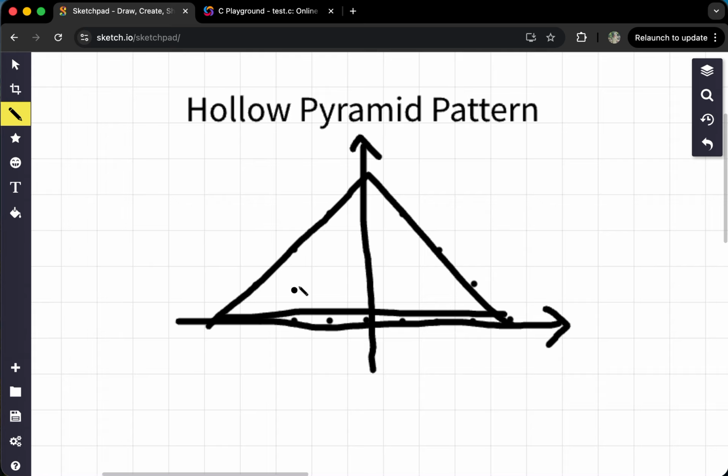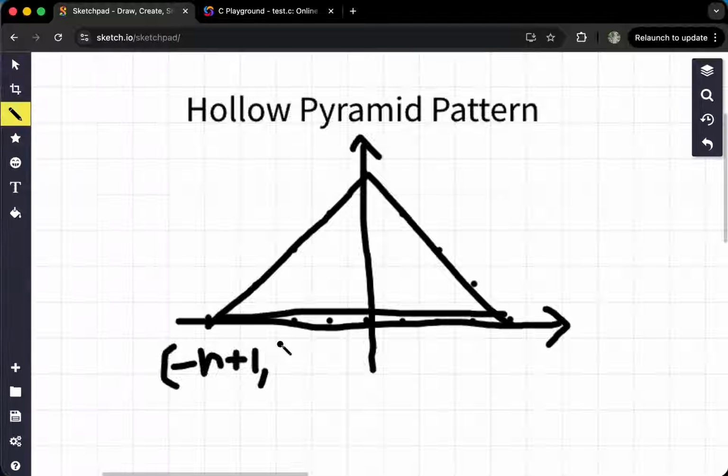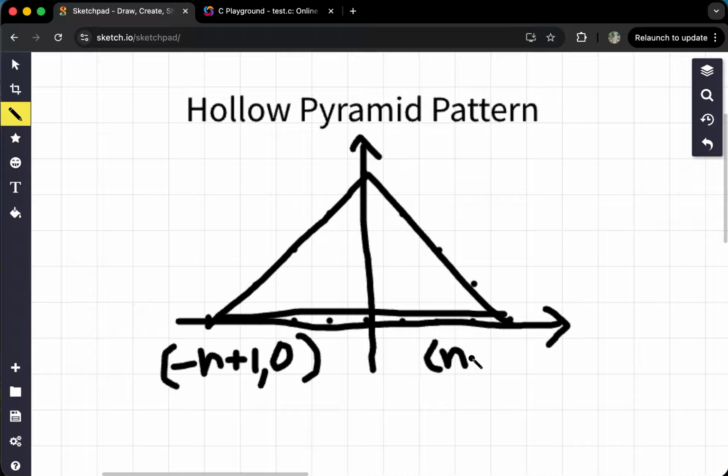So let's quickly note down the coordinates of all the vertices. So for this vertex, the x coordinate would be minus n minus 1. So that means it is minus n plus 1. And the y coordinate would be 0. So all the points in the x-axis have y coordinate equal to 0. Similarly, for this point, we would have n minus 1 and y coordinate would be 0.